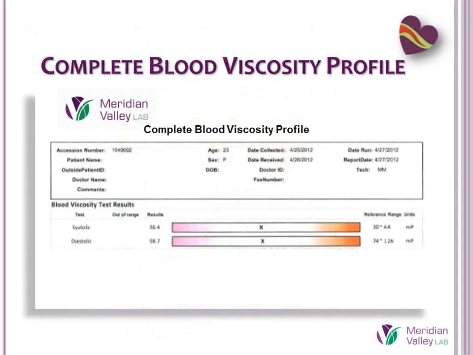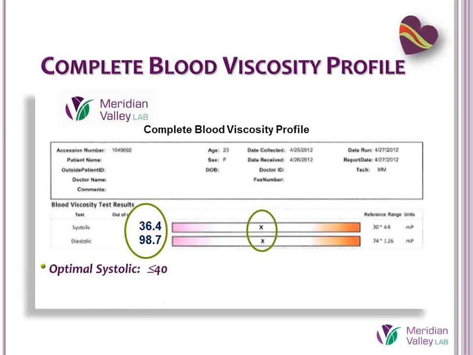The blood viscosity profile is read as 2 numbers, systolic over diastolic. So this test is read as 36.4 over 98.7. And this is actually really pretty ideal. Optimal for systolic blood viscosity is less than or equal to 40, and optimal diastolic is less than or equal to 100.